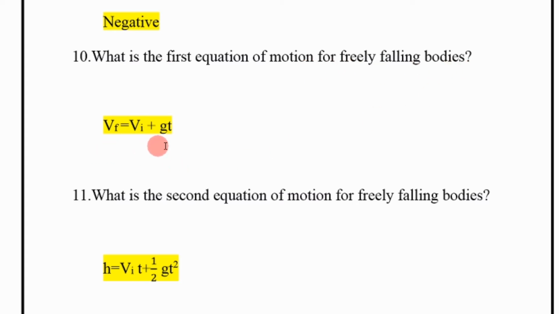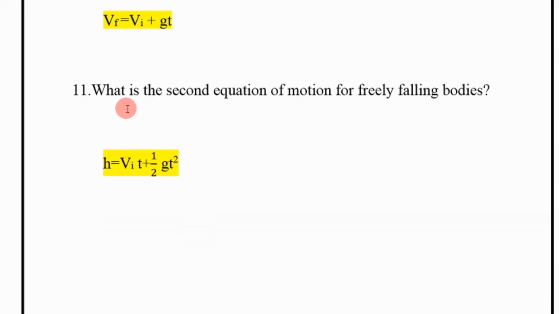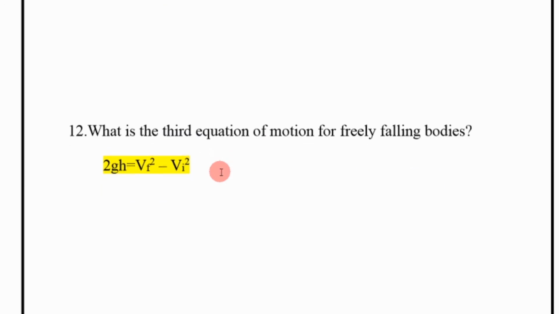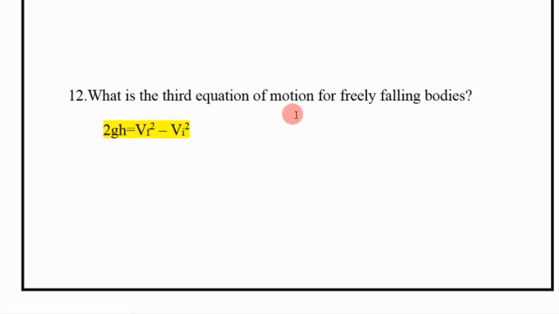Vf is equal to Vi plus Gt. Next, what is the second equation of motion for freely falling bodies? H is equal to Vit plus half Gt square. Next, what is the third equation of motion for freely falling bodies? 2Gh is equal to Vf square minus Vi square.